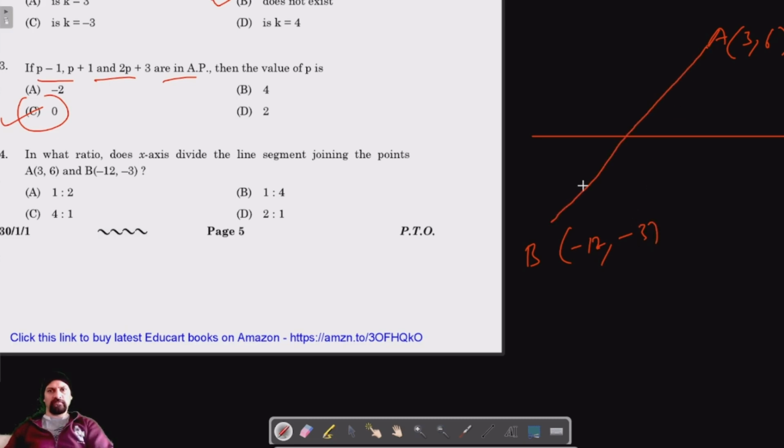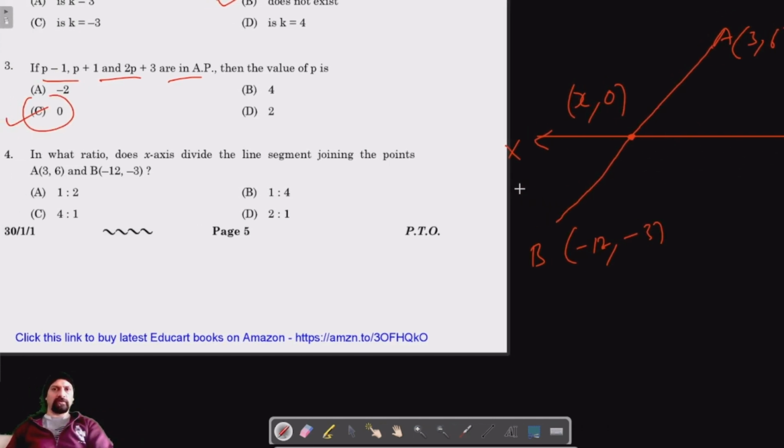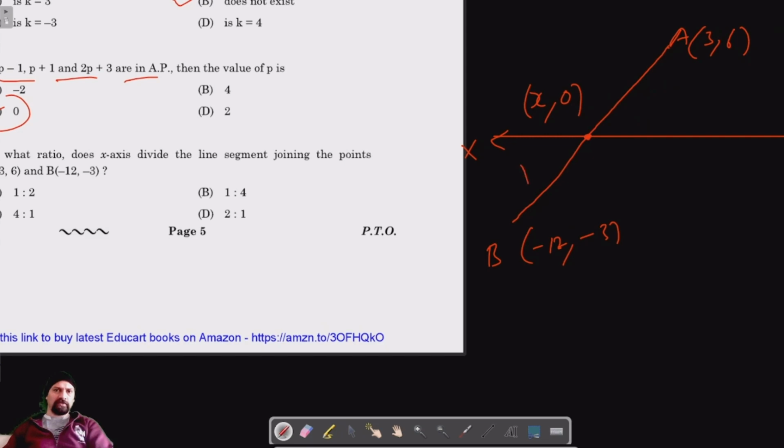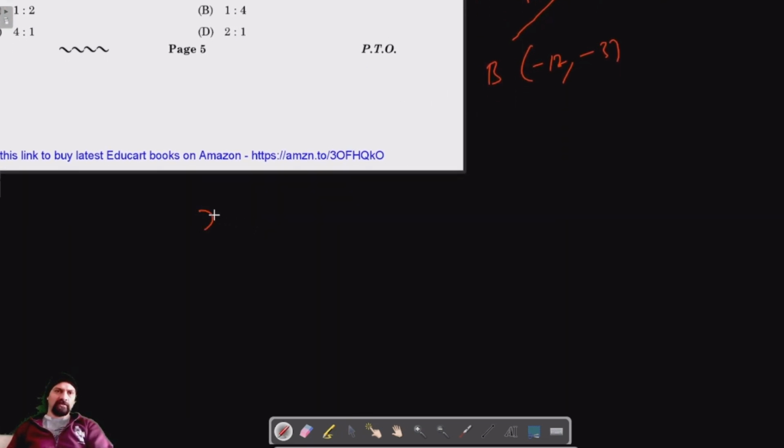Now the line joining these points intersects our x-axis, and the point of intersection lies on the x-axis. So this is (x, 0). But we have to find the ratio. So let's say the ratio is k is to 1. Now we know the section formula. Let's write down the section formula.